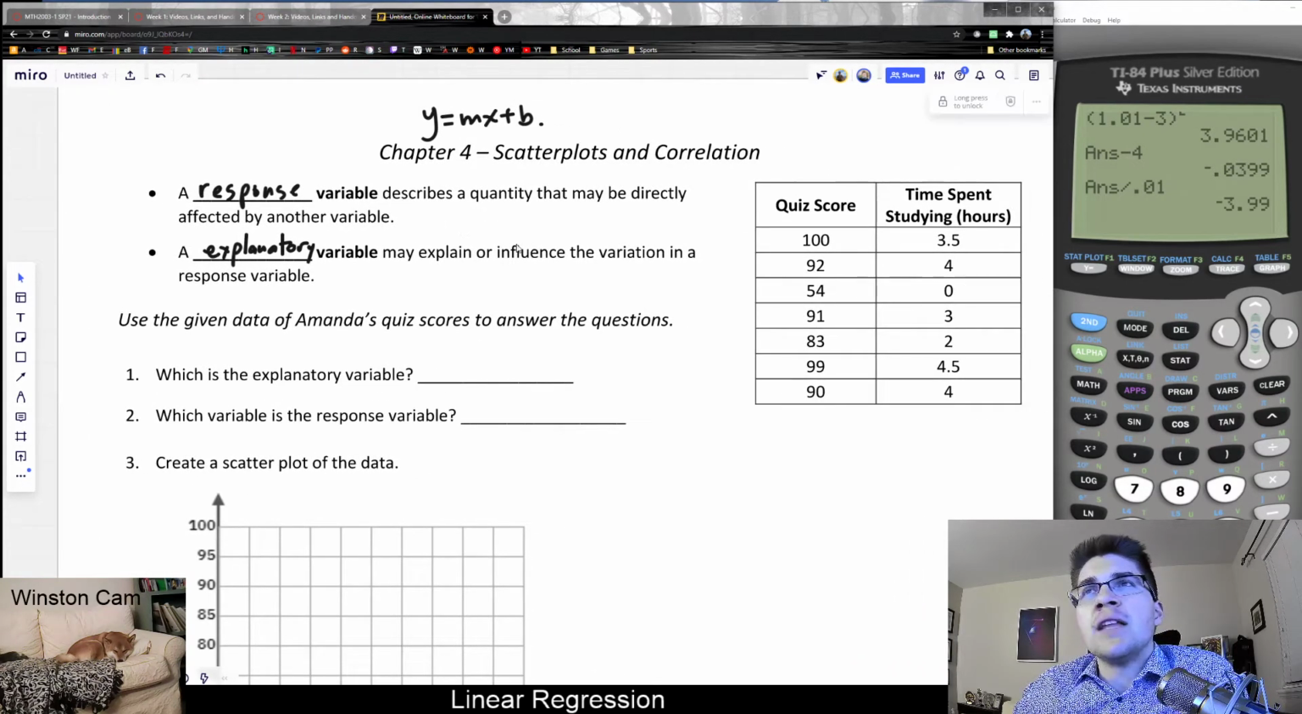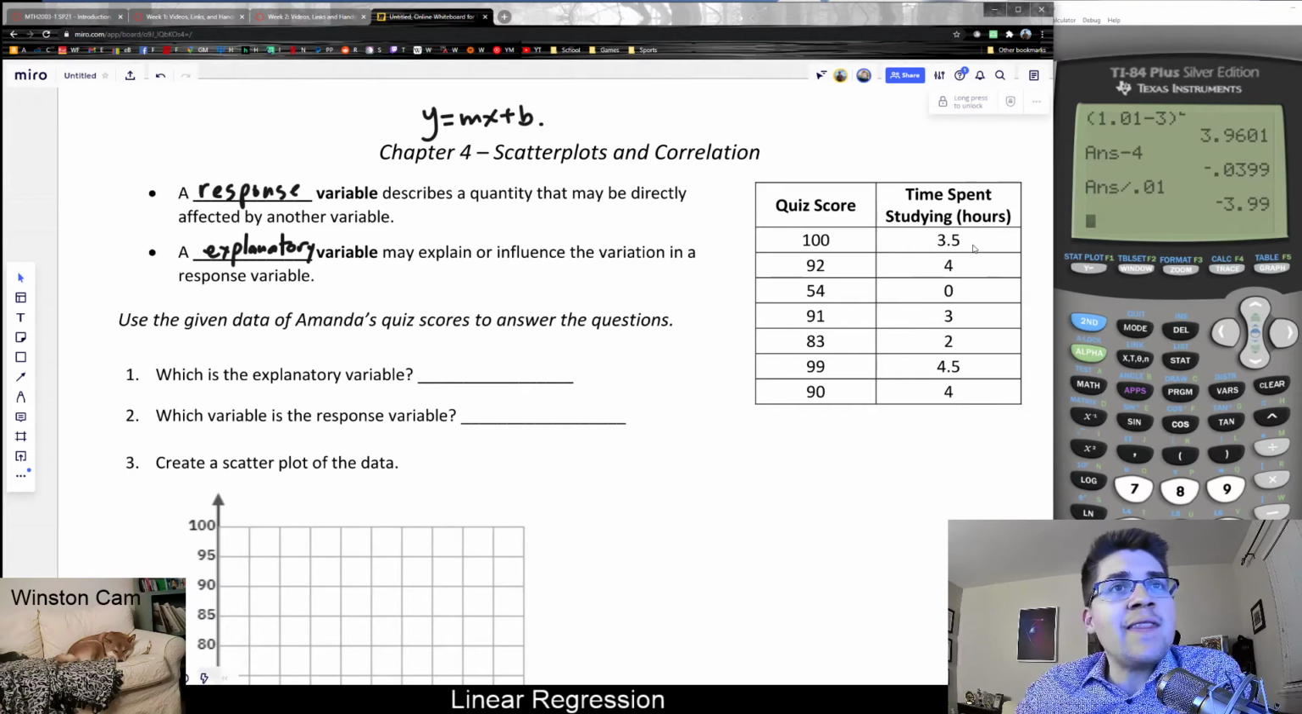So let's look at an example, returning to the similar example from last week's lecture. Amanda, where we studied Amanda's quiz scores, we looked at her mean, her median, her standard deviation of her 7 quizzes, where she scored 100, 92, 54, 91, 83, 99, and 90. And let's add another variable to this. Let's say we know how long she spent studying for each quiz, which is given to us in this table over here. So for her 100% quiz, she spent 3.5 hours studying. For her 92, she spent 4 hours studying, and so forth.